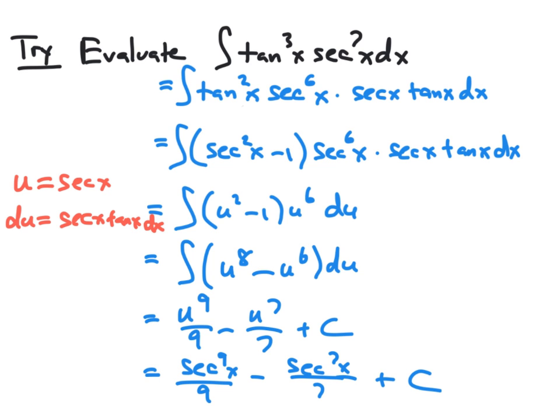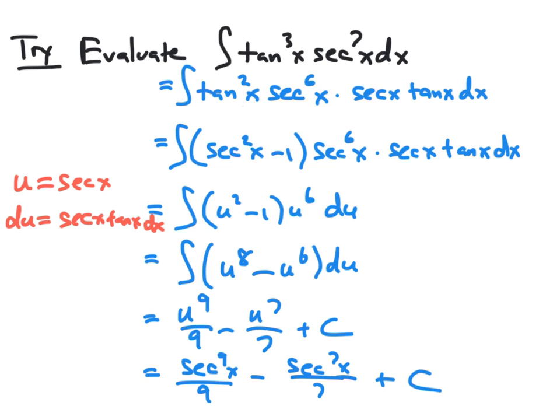For the first example, we're going to isolate a secant times tangent, which would then give us the remaining part of the integrand to be tangent squared secant to the 6th. We can convert tangent squared to secant by replacing it with secant squared minus 1, and then making a standard u substitution of u equaling secant x and du equaling secant x tangent x dx to get the integral of u squared minus 1 times u to the 6th du.